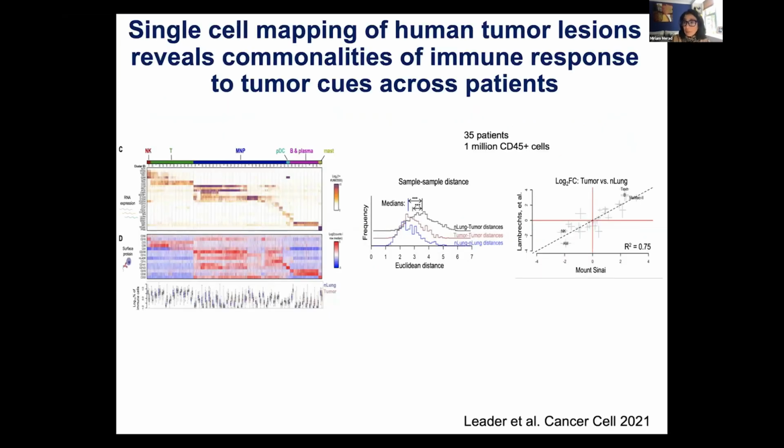Here we profiled, with single-cell RNA sequencing, the cancer lesion and adjacent tissue that was free of tumor. And the first thing we realized is that there was much more commonality between cancers across patients than between the adjacent tissue, suggesting that what we were seeing is a response to tumor cues, and the tumor cues across patients are often similar, right?